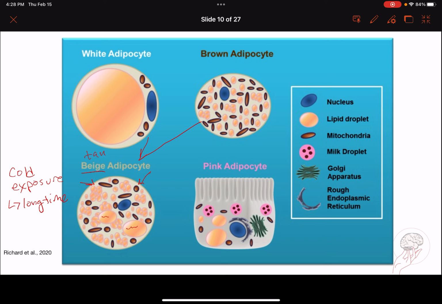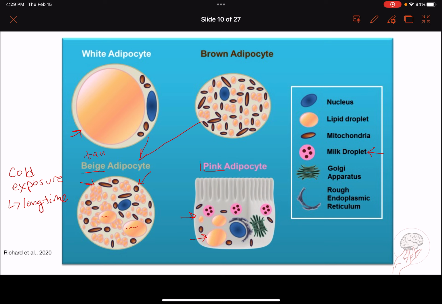So last but certainly not least, we have the pink adipocyte. And it's called this because the pink adipocyte produces a milk droplet. So we find these in breast tissue and mammary glands. We see that they have some intermediate-sized fat droplets, but much, much smaller than a white adipocyte.